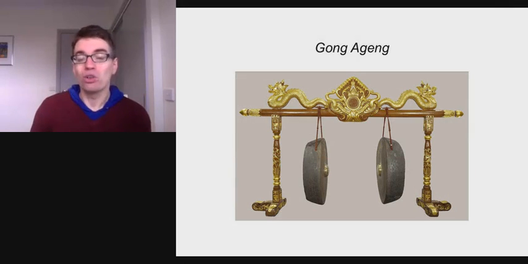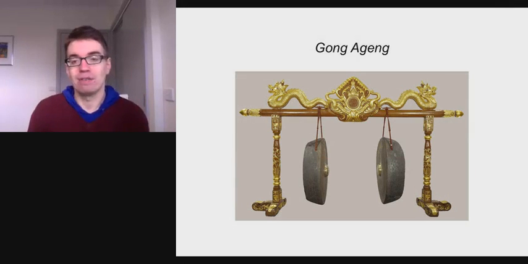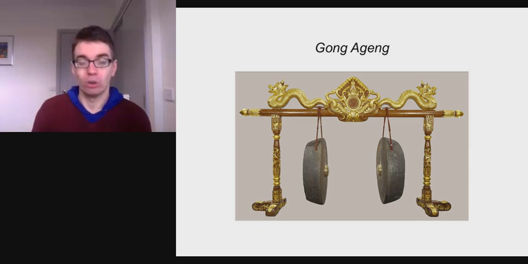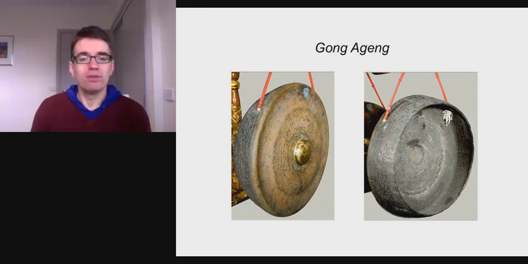The most important instruments in a Central Javanese gamelan ensemble are the largest gongs in the orchestra, and these are called gong ageng. Ageng means big or great in Javanese. Sometimes there are two gong ageng in a gamelan ensemble. However, there might just be one gong ageng. It doesn't really matter. You can see from this screen the front and back of a gong ageng.